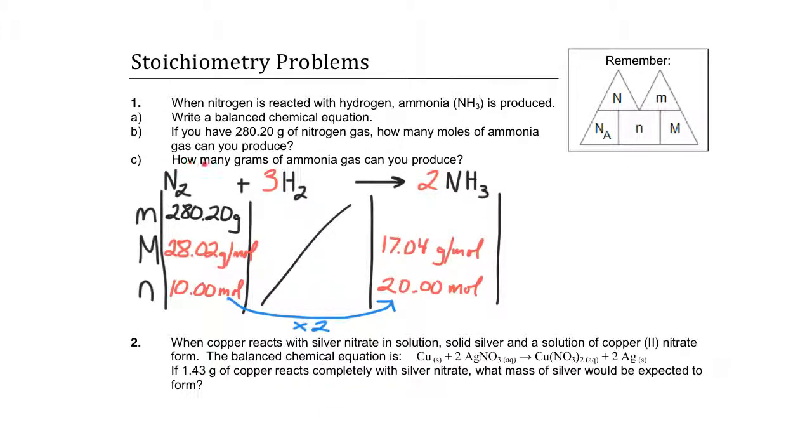Just remember, part C says, how many grams of ammonia is that? Well, we're going to calculate the space up here. Remember, if we want to calculate mass in grams, it's moles multiplied by molar mass. So I'm going to take my moles of ammonia, multiply by the molar mass of ammonia, and I'm going to end up with the mass in grams. So my final answer is 340.8 grams of ammonia produced.